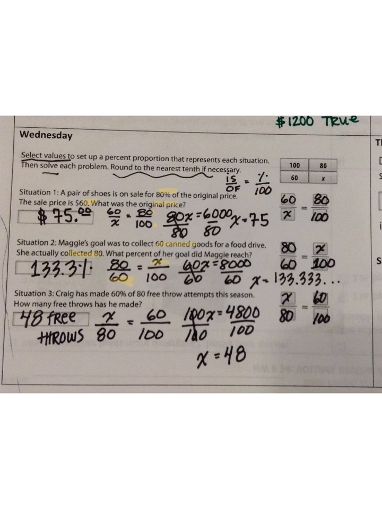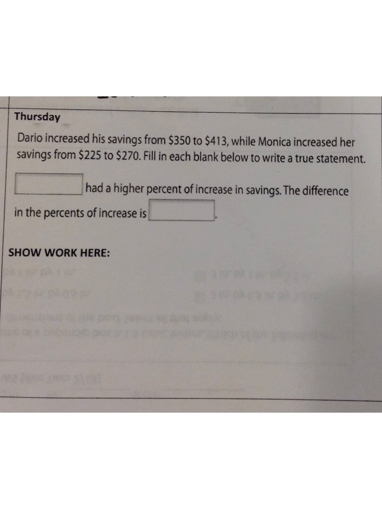Situation three, Craig has made 60% of 80 free throws. And how many free throws has he made? So I multiplied and divided, and I got 48, so 48 free throws.